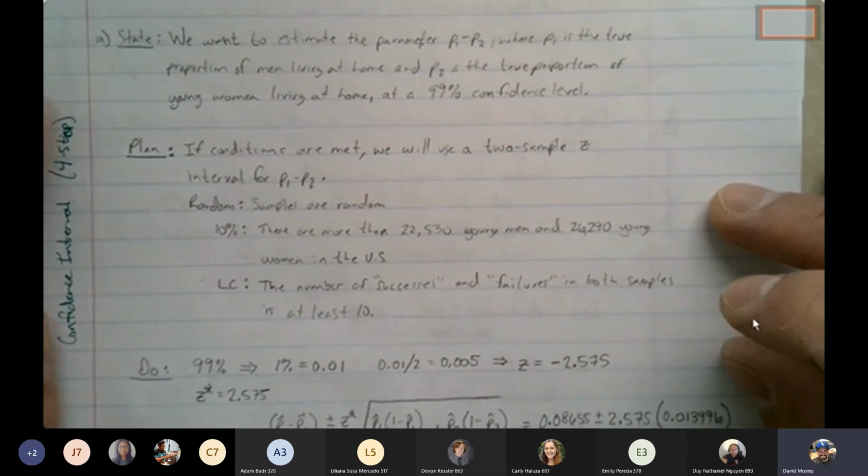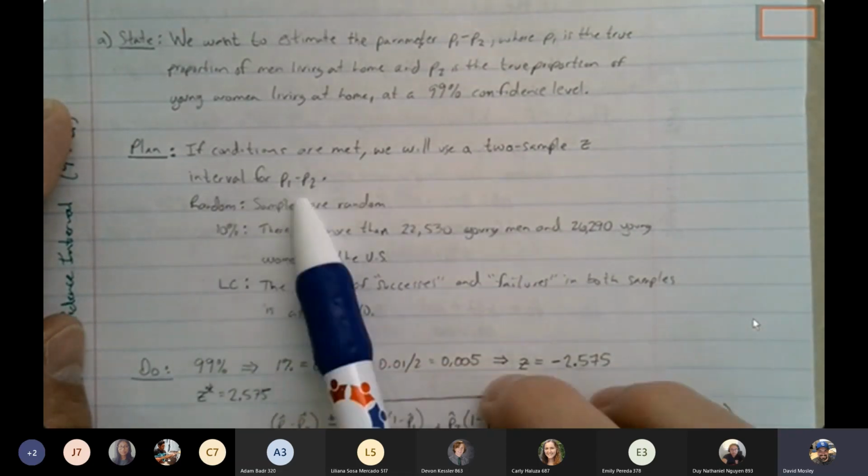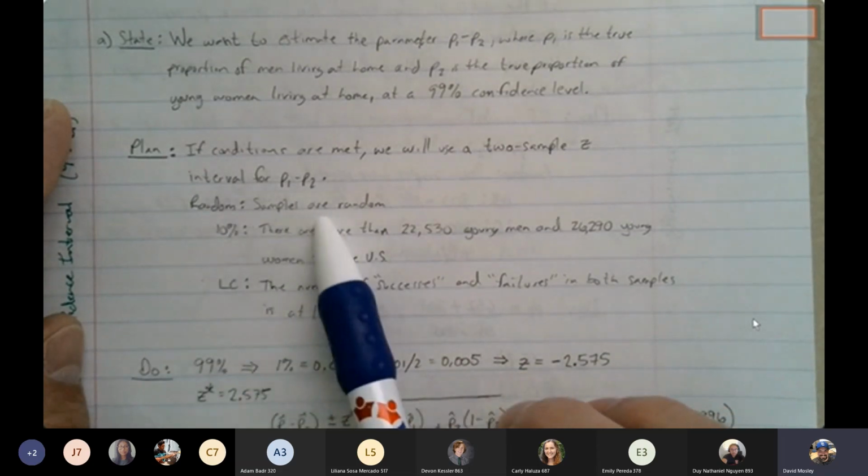Right, we move on to our planning step here. If conditions are met, we will use a 2-sample Z interval for P1 minus P2. Randomness: the samples were random. We were told that in the context.